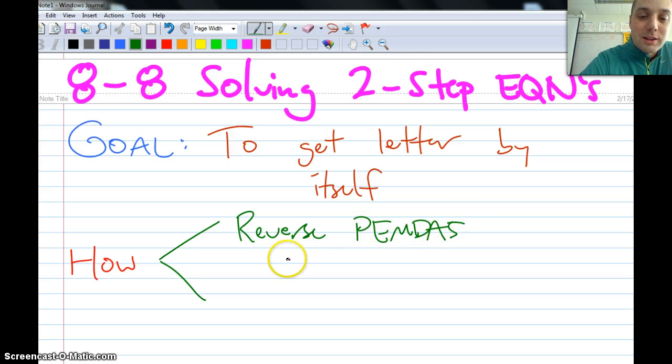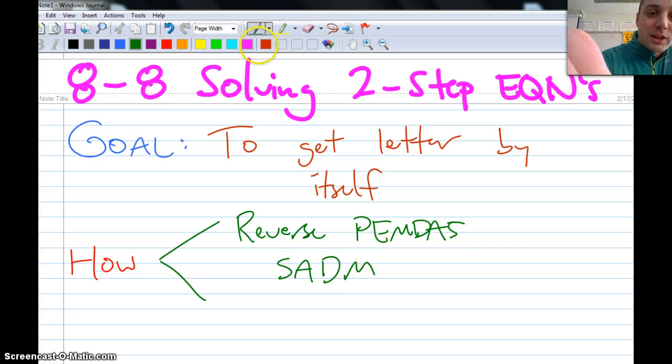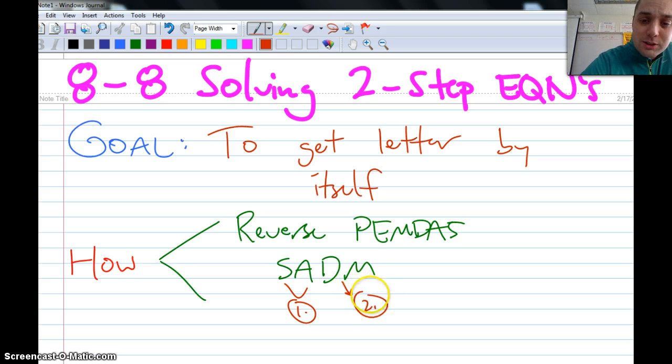And so last lesson we talked about doing adding and subtracting first, and doing division or multiplying second. So PEMDAS turns into this thing, SATM. Today we're going to have both steps. Last class it was just dividing and multiplying. We've also done one-step equations that involved subtracting and adding, and now today, biggie, we're going to do adding and subtracting first, dividing and multiplying second.